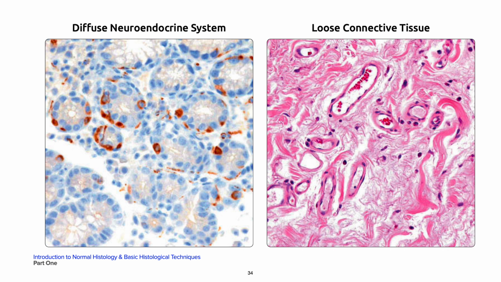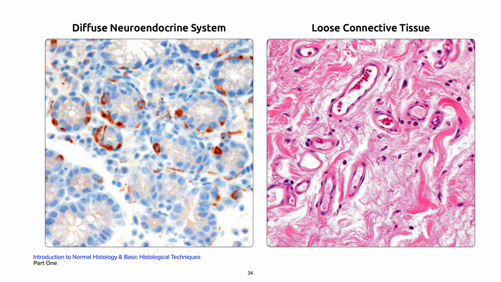On your left, this is the diffuse neuroendocrine system, which is present throughout the digestive tract and respiratory tract. These cells make many different types of hormones. They are also known as amine precursor uptake and decarboxylation cells. These neuroendocrine cells in the stomach are highlighted by CD56.